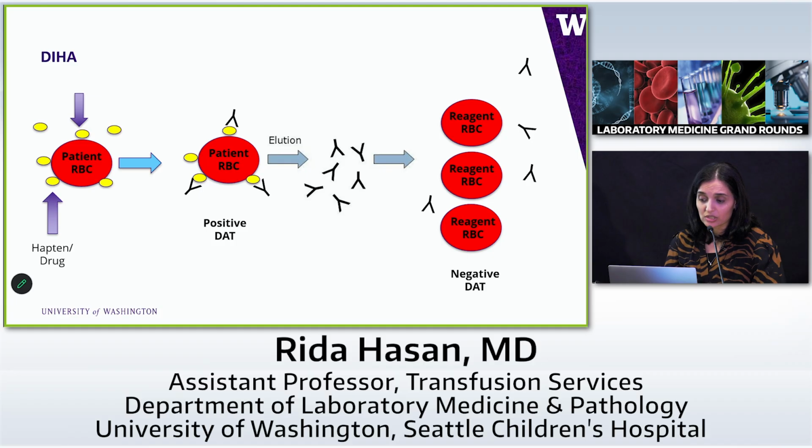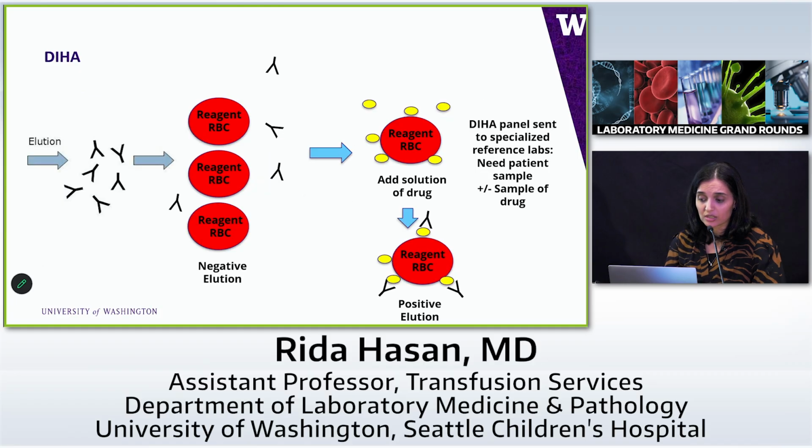And in this situation, if you have a high clinical suspicion, the recommendation would be to send out a drug-induced hemolytic anemia panel to a specialized reference lab. What they would do is test the reagent cells in the presence of the drug solution. They might even ask you to ship the drug yourself for the testing. And they will do the elution in that presence, and once that hapten is present, then you actually will have reactivity.